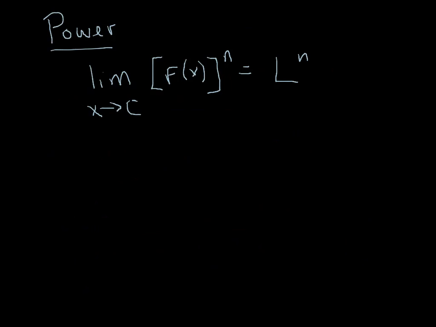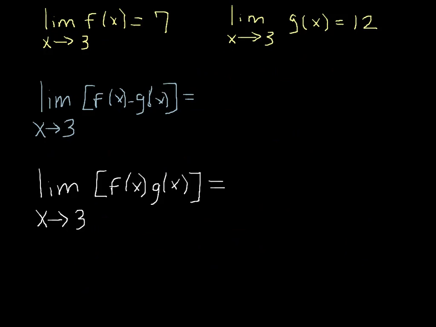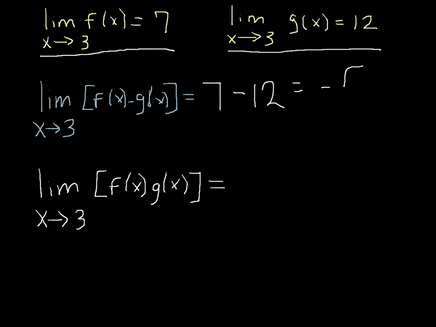And the power rule, the limit of f of x raised to the n is the limit L raised to the n power. So, given that the limit of f of x as x approaches 3 is 7, and that the limit of g of x as x approaches 3 is 12, what is the limit as x approaches 3 of f of x minus g of x? Well, that's simply going to be 7 minus 12, or -5.